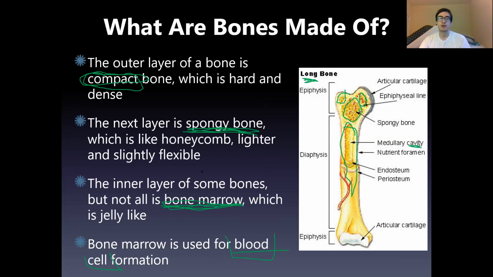So tough, compact bone, kind of going around the outside. Spongy bone, right underneath that. And then this bone marrow cavity, for some bones, not all of them. Some bones are just compact bone and spongy bone, but some bones, especially long bones, since they have the space for it, have this extra cavity right in the middle of the bone where we can store that bone marrow.